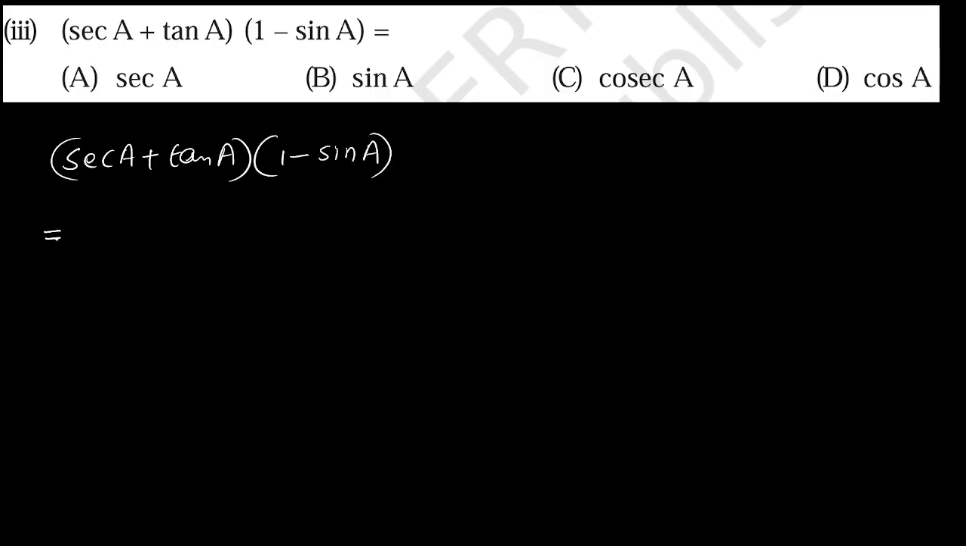Most of the questions we have to convert into sine and cos. Not all, but the majority of questions, we convert everything into sine and cos. You know that cosec A is 1 by sin A. Reciprocal of sin is cosec. You have already studied in the first class. Tan A is sin A by cos A. Majority of the questions we do like that. Everything to be written in terms of sine and cos. Sec A is 1 by cos A. Tan A is sin A by cos A, into 1 minus sin A.